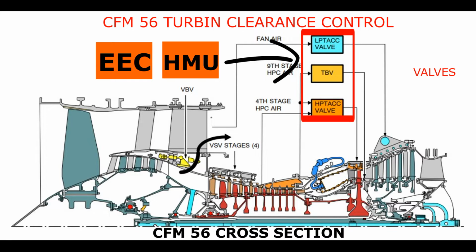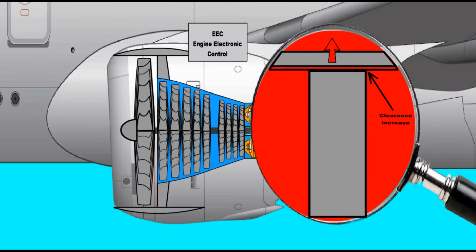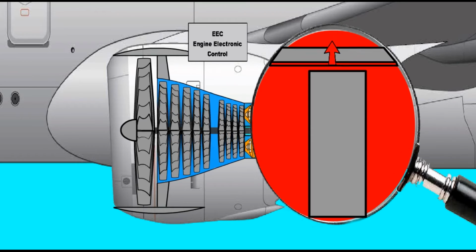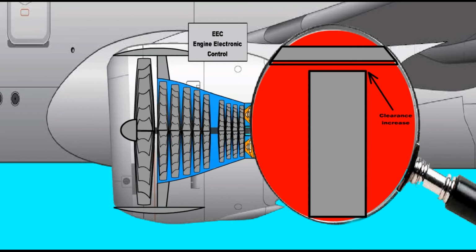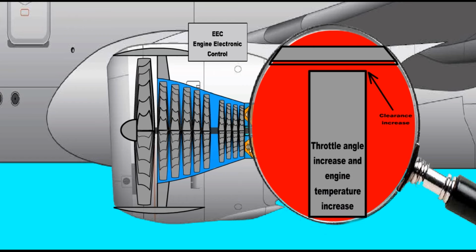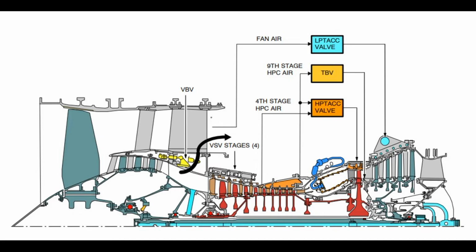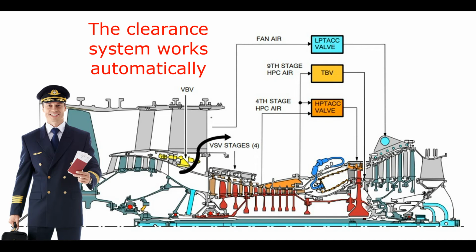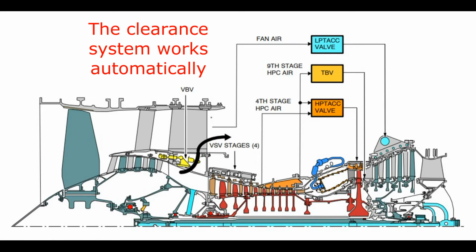HMU, on the other hand, moves the valves and actuators mechanically by sending servo fuel pressure to the units. The turbine clearance system can increase the gap between the high-pressure turbine blades and the case in special conditions, that is, in malfunction situations where the engine internal temperature varies or when the engine is given high power. The clearance system works automatically, independent of the pilot.